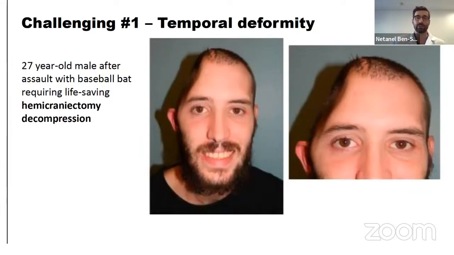This is a 27-year-old guy. He had a TBI, hemicraniectomy, recovered pretty well. He wants to go back to society. He wants to go out to party. He wants to go find girls. He wants to go out to the bar and drink. And he doesn't want anybody to know that he had brain surgery.